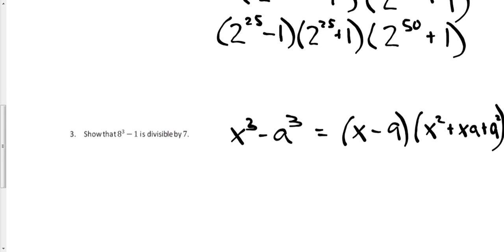Check your notes from yesterday. Is that the right pattern? Did I do that correctly, Ty? Mason, have you checked your notes from yesterday? Did I do that right? I did it right? Okay. All right, so apply this pattern.